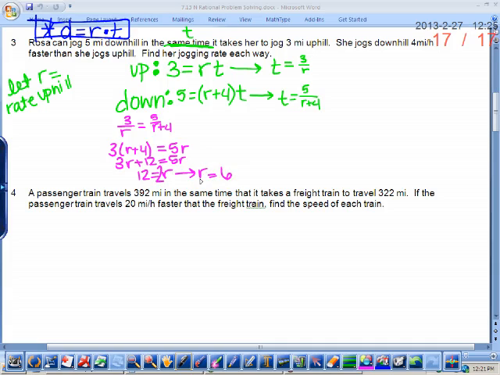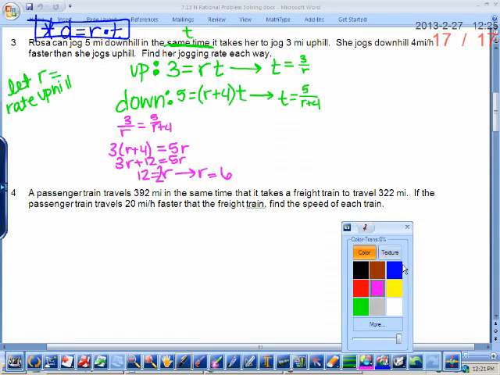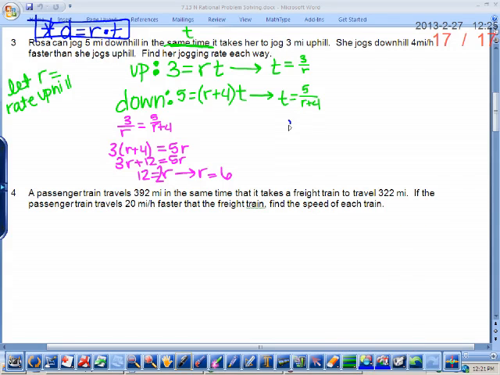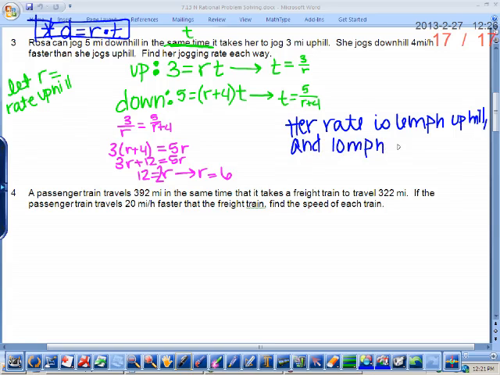Now this is when it becomes really, really important that you write your answer as a sentence, because r could be different for different people. So you've got to make sure you translate that into a sentence at the end. So what would I need to say? Good. Her rate is 6 miles per hour uphill and 10 miles per hour downhill. Does that make sense that she goes faster downhill than uphill? Yeah.